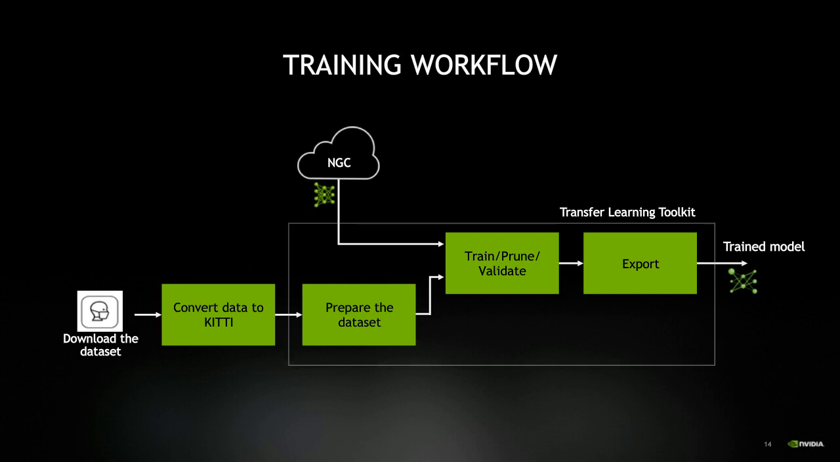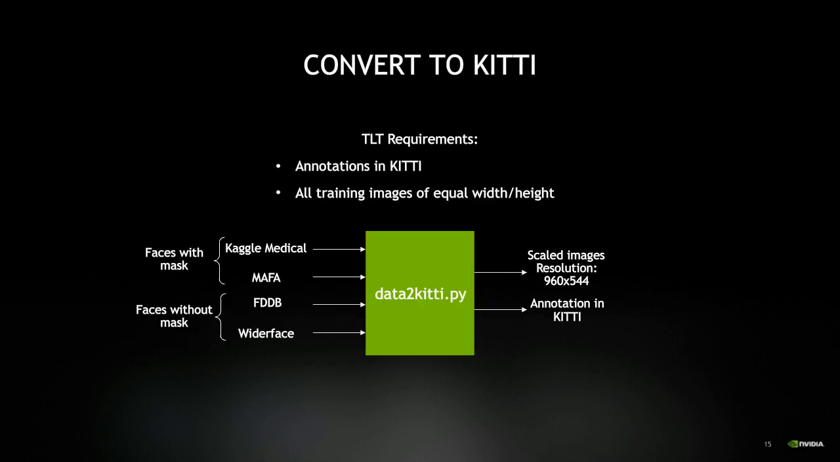The first step is to get the data in the training format that TLT expects. First, take all the different annotation formats and convert to KITTI. Second, the TLT data loader requires all training images to be of equal width and height. For this experiment, we are using selective images from 4 different datasets. Tech of medical and MAFA are used for faces with mask. FDDB and WIDER FACE are used for faces without mask. Our total training dataset consisted of about 4,000 images with almost even distribution between both types.